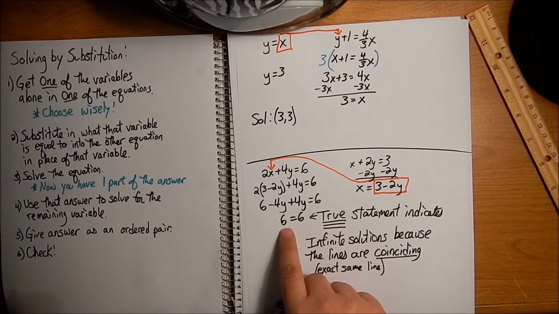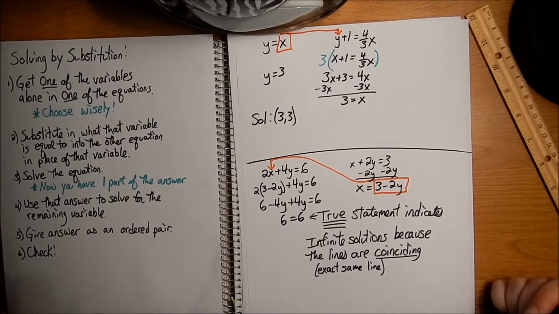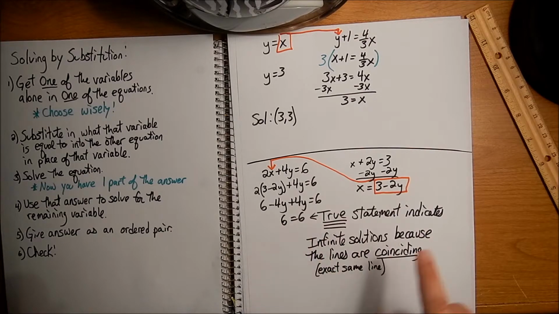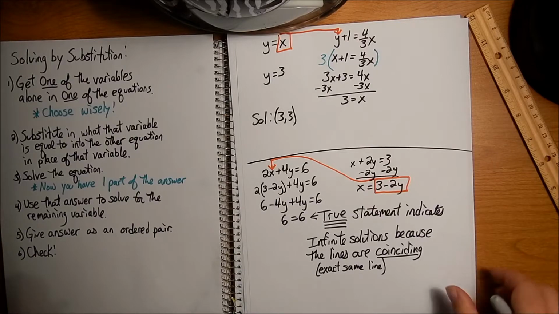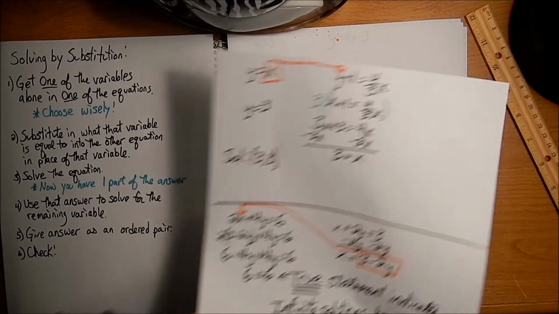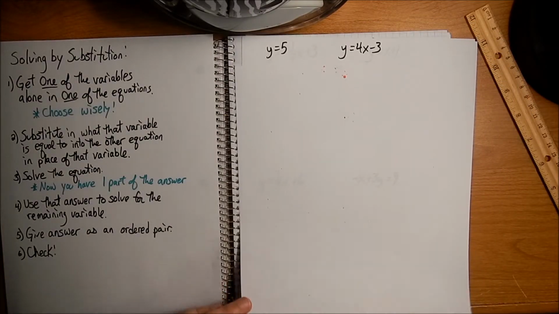Anytime you get something like this, you could get 0 equals 0. You could get negative 5 equals negative 5. If it's a true statement, you would have infinite solutions. Okay, so let's check our next one from the last video.